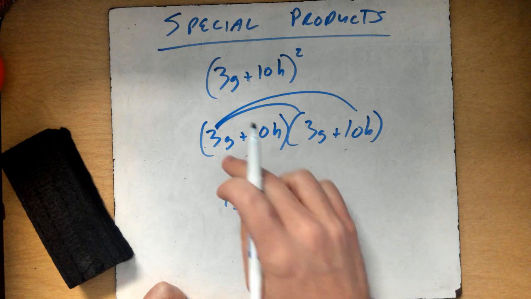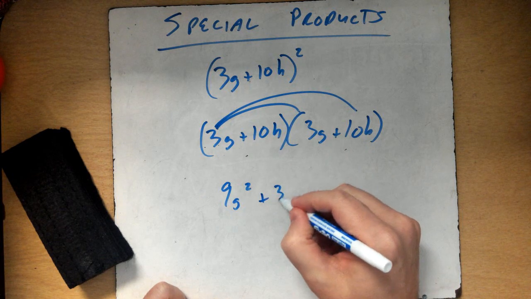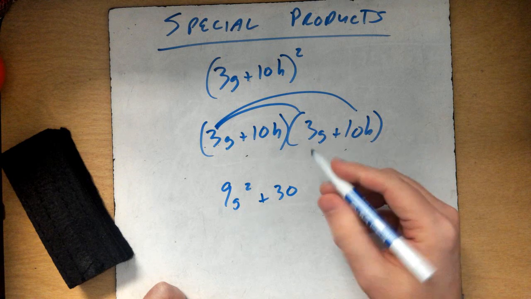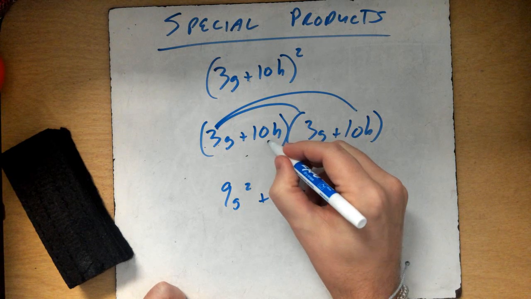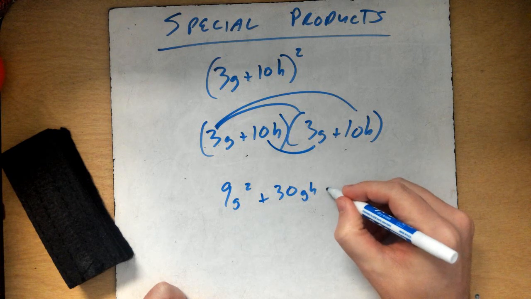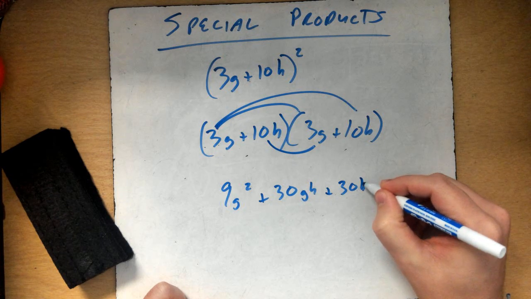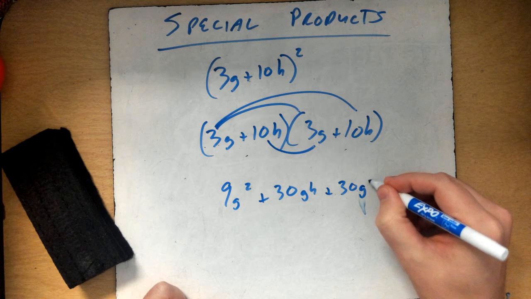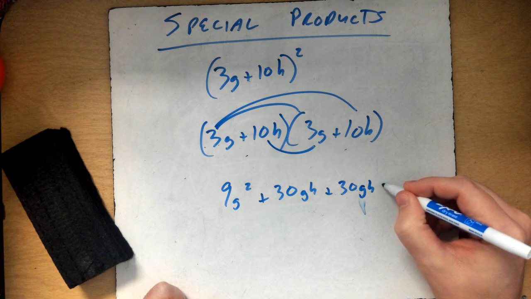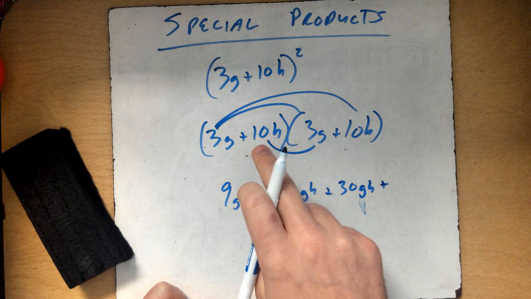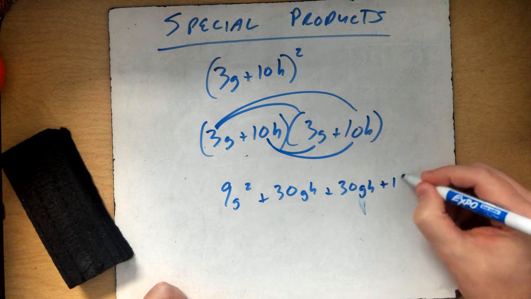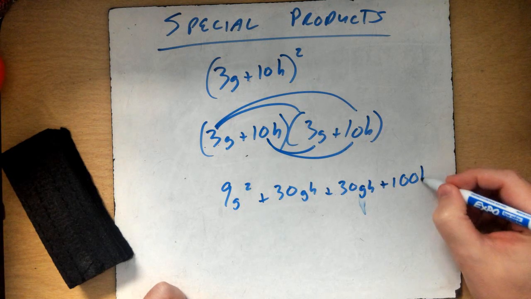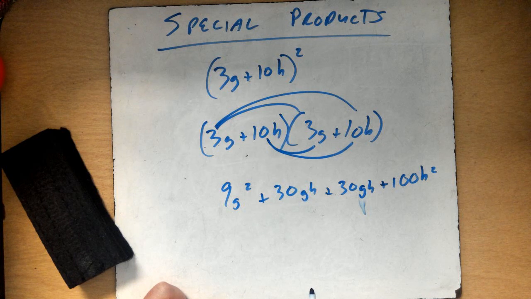3g times 10h, so 3 times 10 is 30, and then g times h is gh, right? Different letters, multiply, stay the same. 10h times 3g, same thing, 30gh, same thing, right? And then the last, 10h times 10h is 100, and then the h is h squared, right?